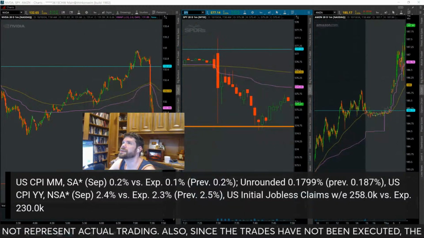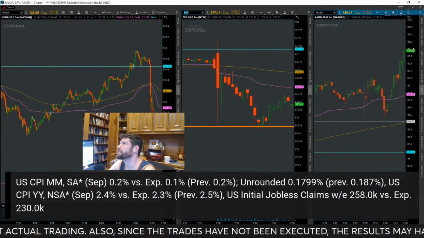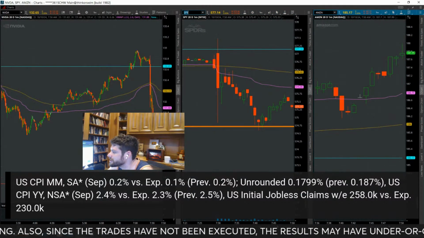So look at Amazon spiking up too. Amazon very bullish right now. Look at it. It's up to 188s.